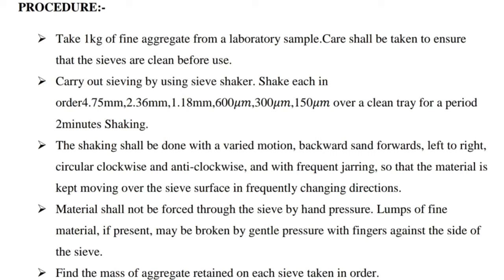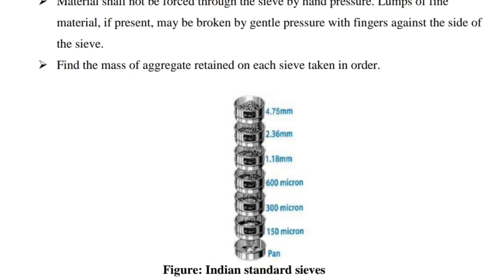Next, the shaking shall be done with a varied motion: backward and forward, left to right, circular, clockwise and anti-clockwise, and with frequent jarring, so that the material is kept moving over the sieve surface in frequently changing directions. The material shall not be forced through the sieve by hand pressure. Lumps of fine material, if present, may be broken by gentle pressure with fingers against the side of the sieve.